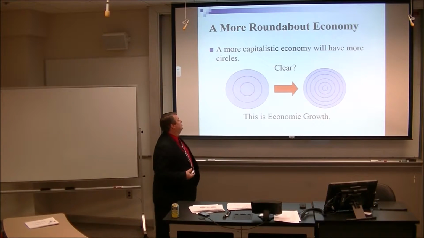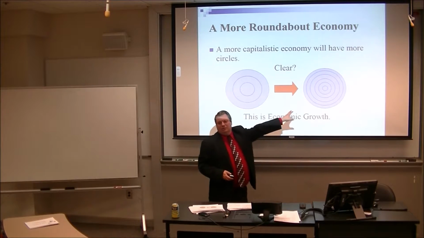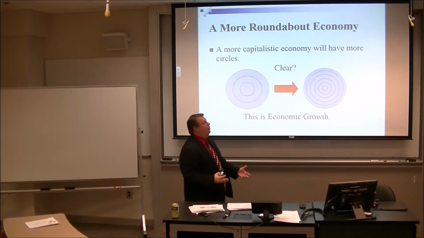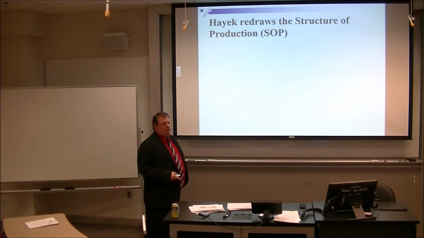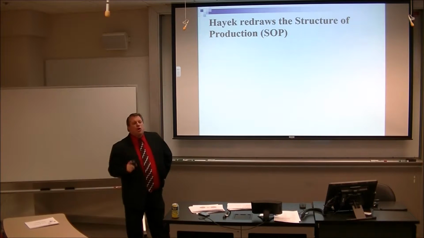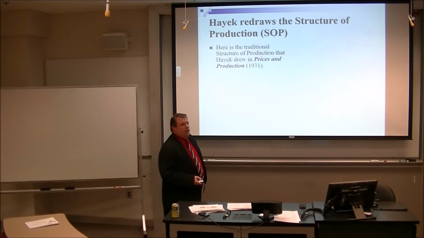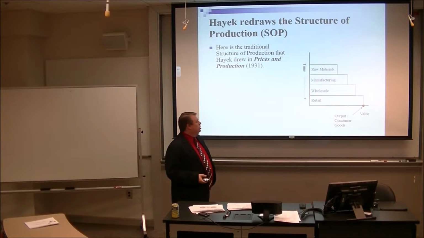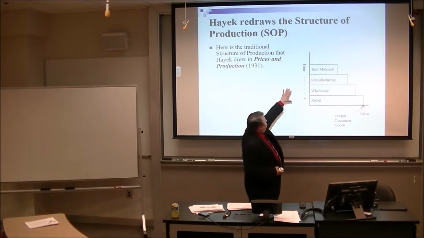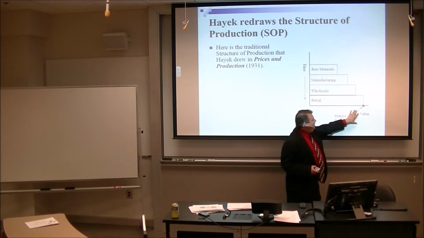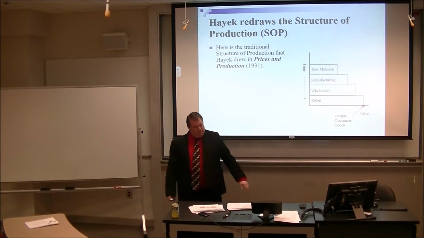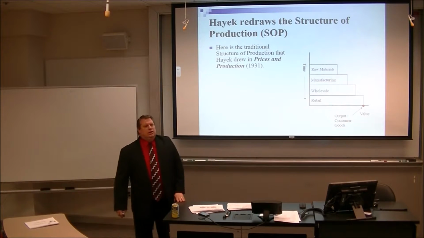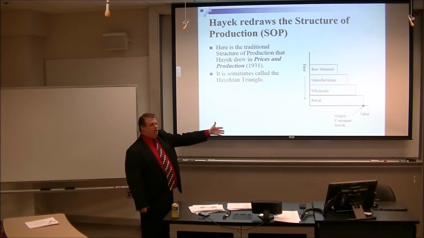But this really isn't being clear. It's not helping me figure out this economy. So Hayek in the 1930s redraws the structure of production, and he presents it like this. We've got our different stages. He puts time on the vertical axis, value over here, and he says, okay, we've got 4 stages here. Sometimes we call this the Hayekian triangle, and it kind of looks a little bit like a triangle.